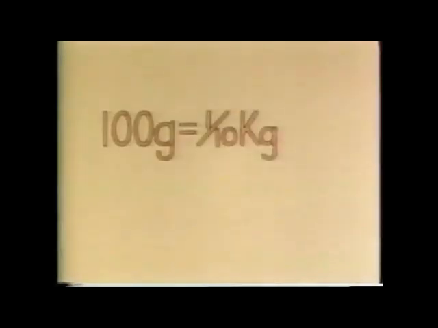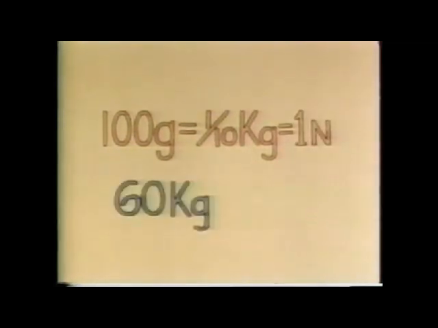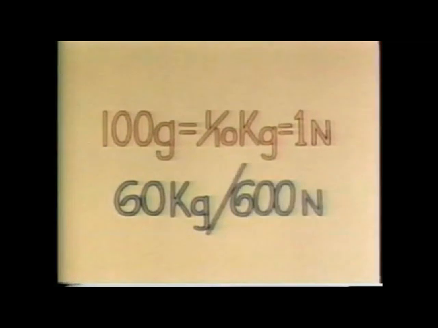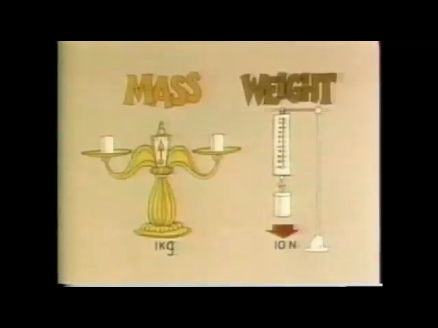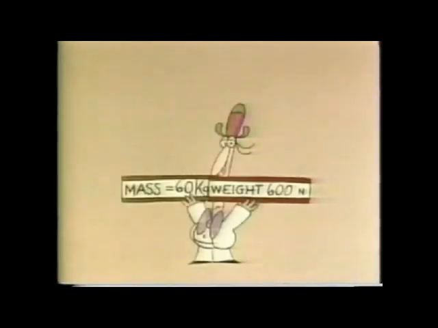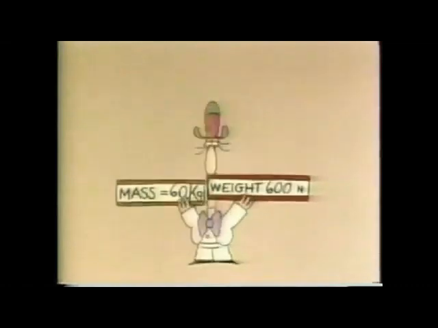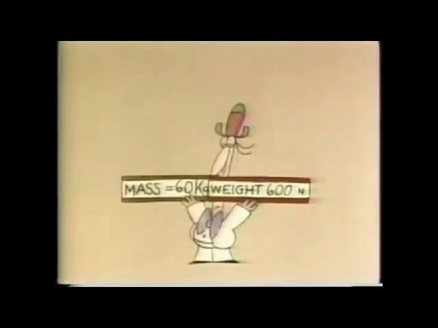You'll have noticed by now that you can usually work out the number of newtons by multiplying the kilograms by 10. 100 grams, or 1/10 of a kilogram, is about the same as 1 newton, and 60 kilograms are about the same as 600 newtons. But if 1 kilogram is the equivalent of 10 newtons, why bother to make a distinction between a mass of 60 kilograms and a weight of 600 newtons if they both really come to the same thing? To find the answer to that, let's go to the moon.